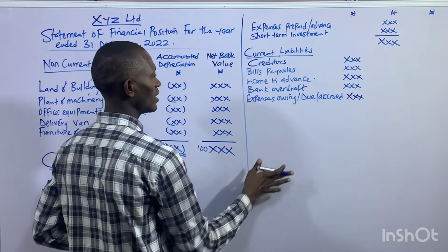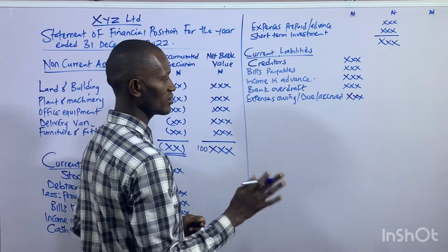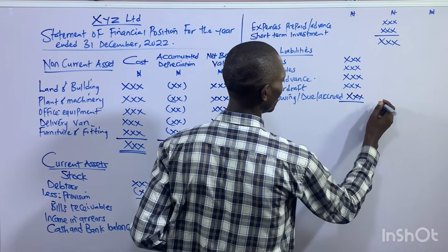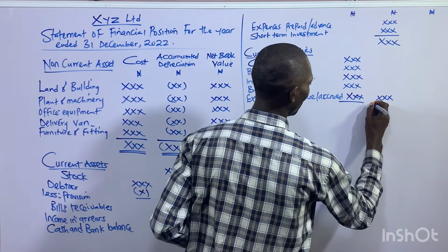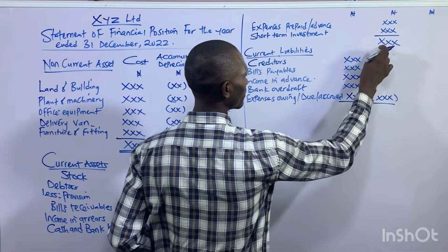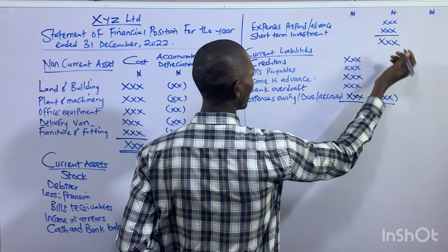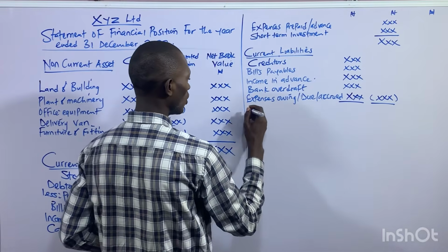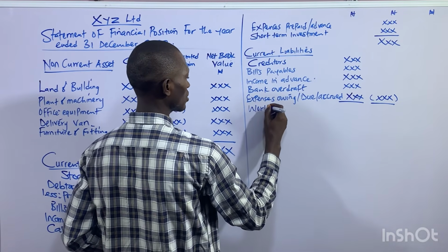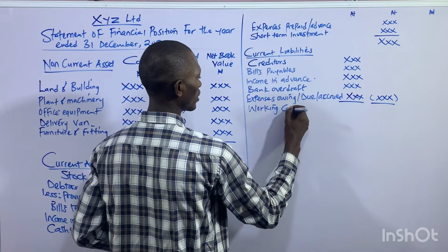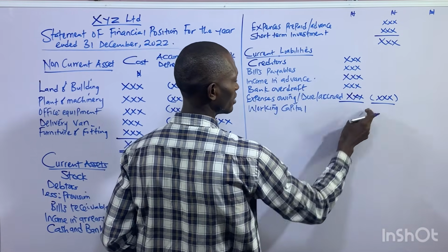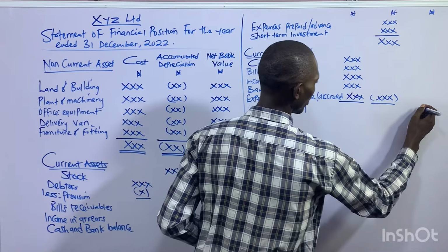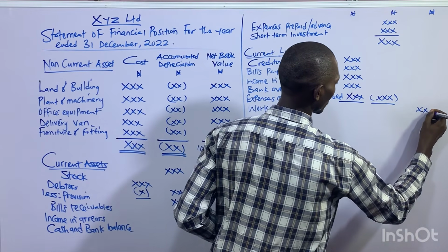Then let's assume these are some of the liabilities that we have. We put the total of this here. Then we minus it from the current assets. So what we have is working capital. Current assets minus current liability gives us working capital. So that working capital will be here.